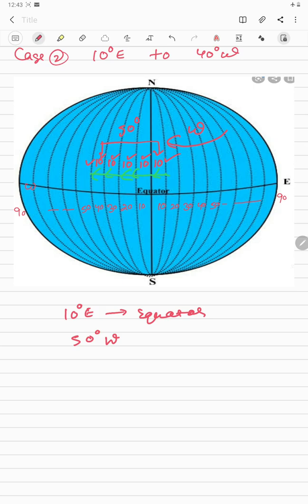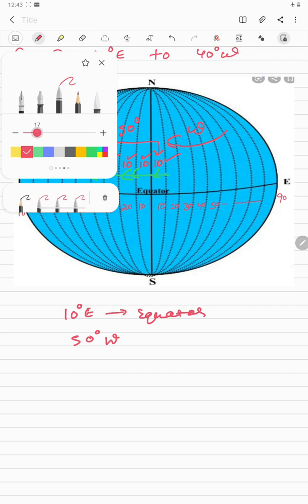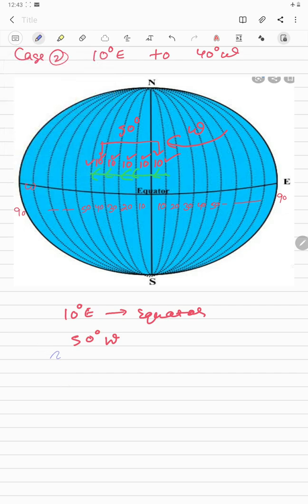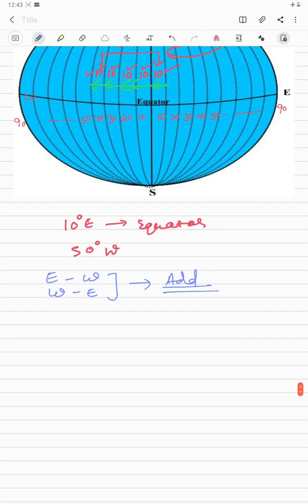But what is the conclusion that we have drawn from case 2, guys? See, have a look here. If it is east and west, or west and east, you are going to add the two longitudes to get your answer. All right, so I hope that you have understood what we mean by the change in longitude.